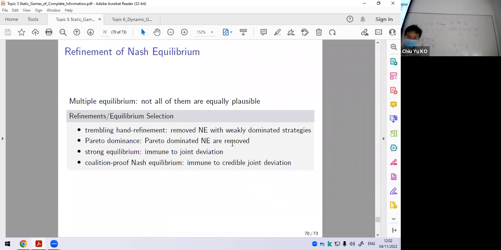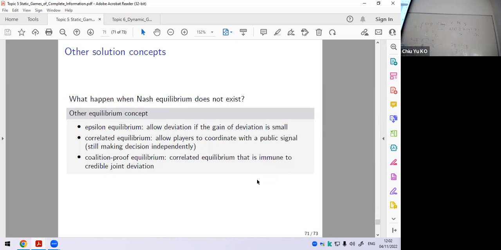And the next thing is what happens when an equilibrium doesn't exist. Okay, there are many ways to do it. The first one is called epsilon equilibria, which is often used in computer science. Here we have a relaxed requirement: people will not deviate even though another outcome would be better by epsilon. So we just require that if the gain from deviation is just epsilon, then he will not deviate.